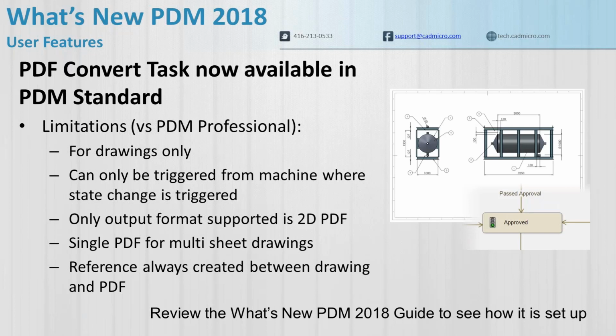So what you guys can do now is you can now auto-produce PDFs off of drawing files. And the task itself does have limitations. In professional, you can choose different machines to run the task, and you have more options to deal with that PDF. You can create separate PDFs if you have multiple sheets and so on, whereas this one, it's all going to happen within one particular file.